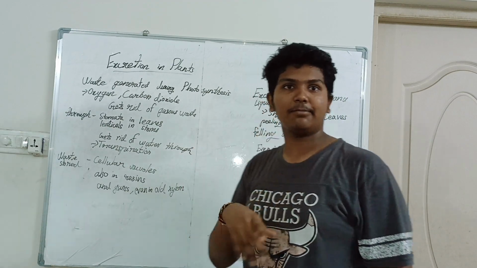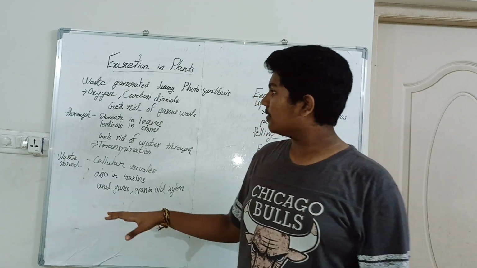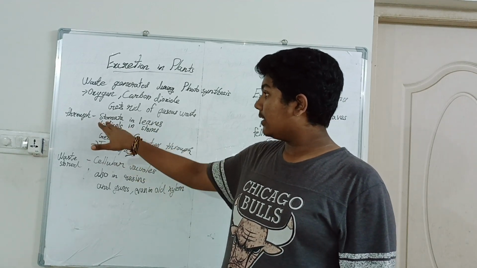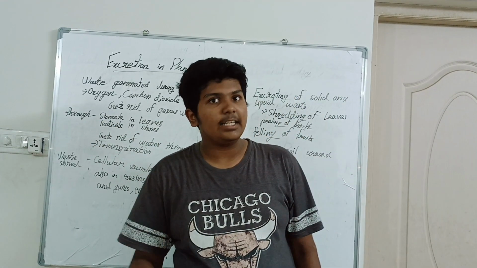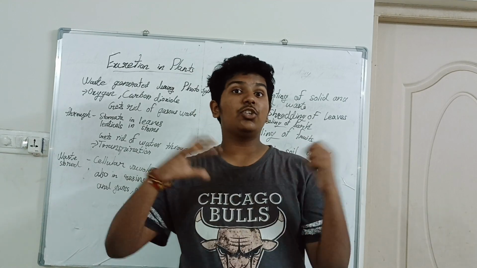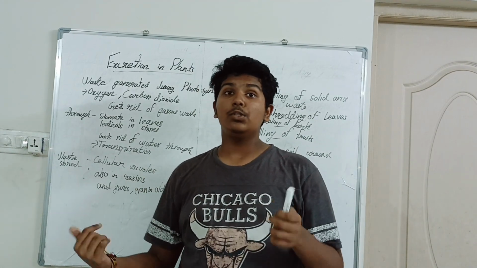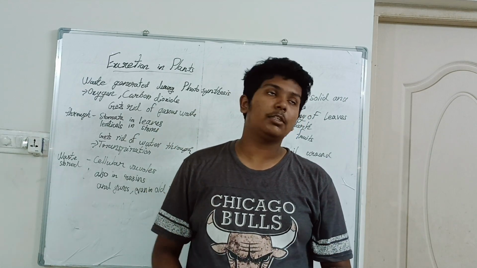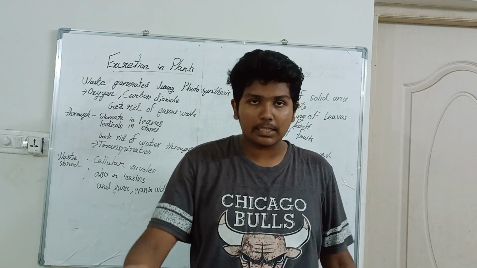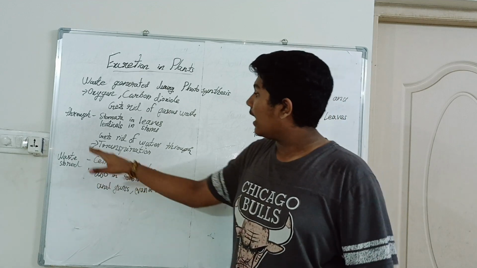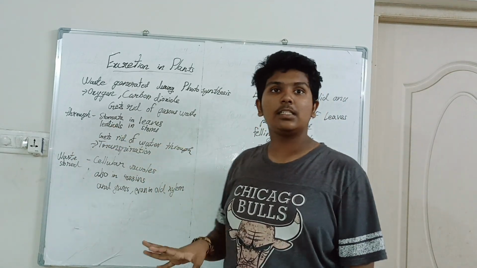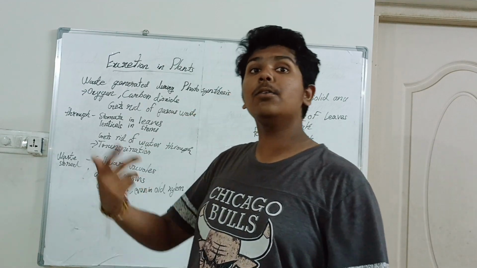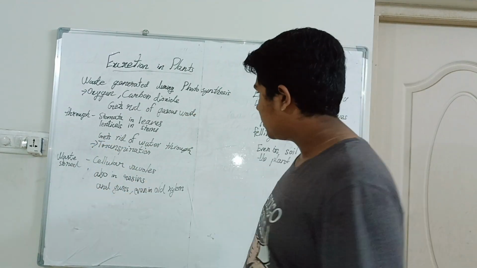Not this gas, okay? Different gas. So how does it do that? It is through stomata in leaves. Stomata help in the exchange of gases, right? So it is exchanging or giving out the gaseous waste. And lenticels in the stem. Even the stem helps in excreting gaseous waste.